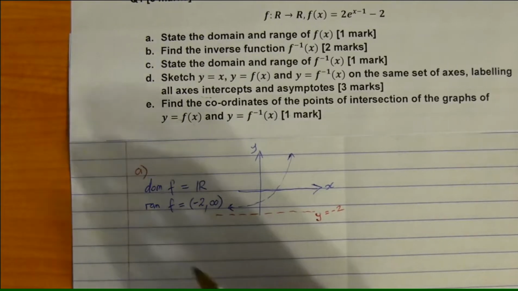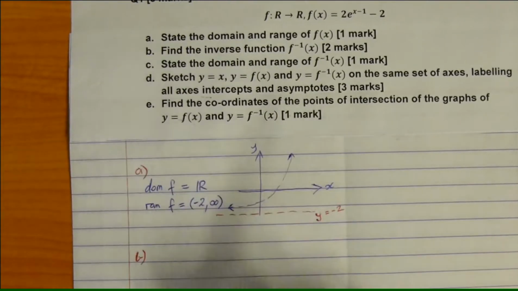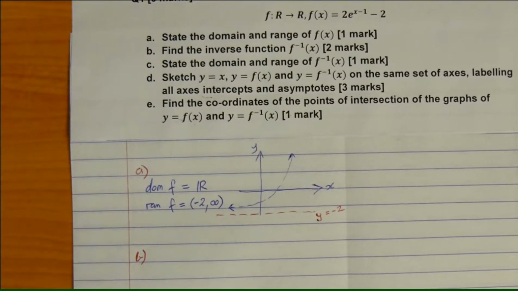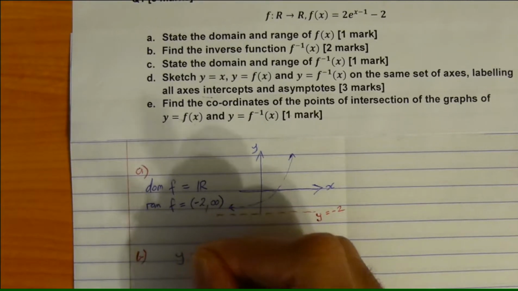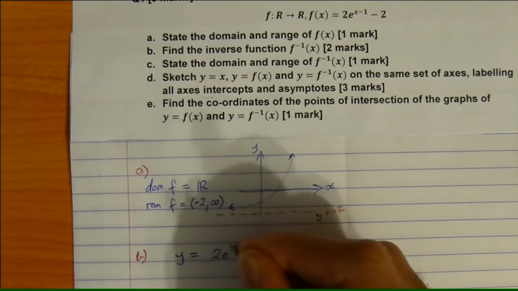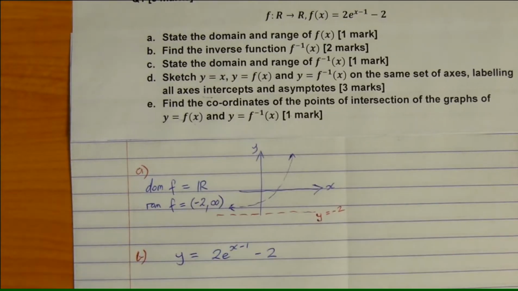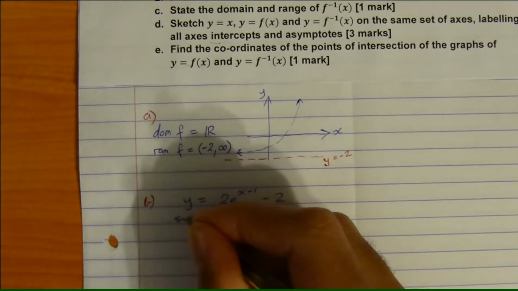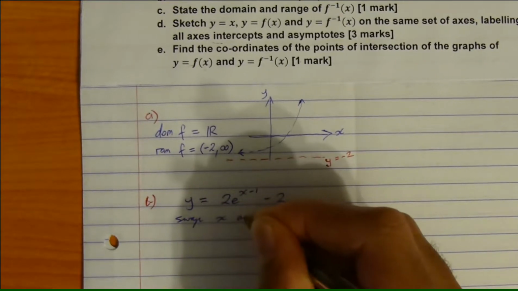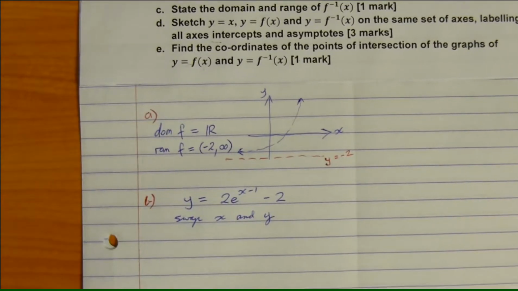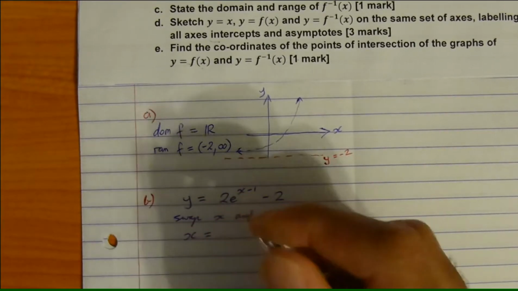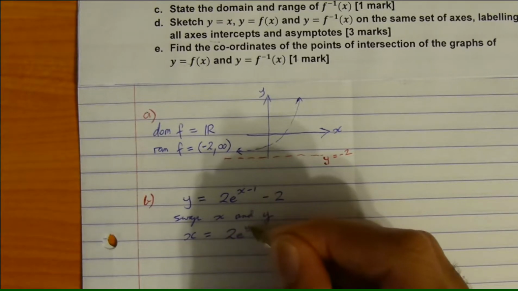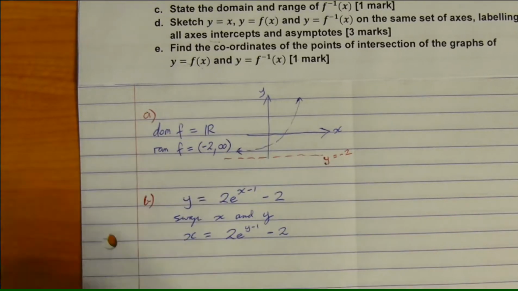Part B, in order to find the inverse of the function, I essentially need to swap the x and y. So I'll just write out the current equation, y equals 2e to the x minus 1, minus 2, and now I'm going to swap x and y. Okay, so when I do that, I get x equals 2e to the y minus 1, minus 2.